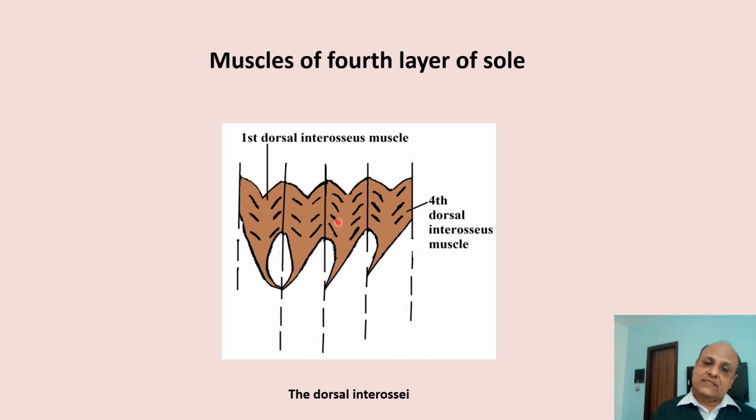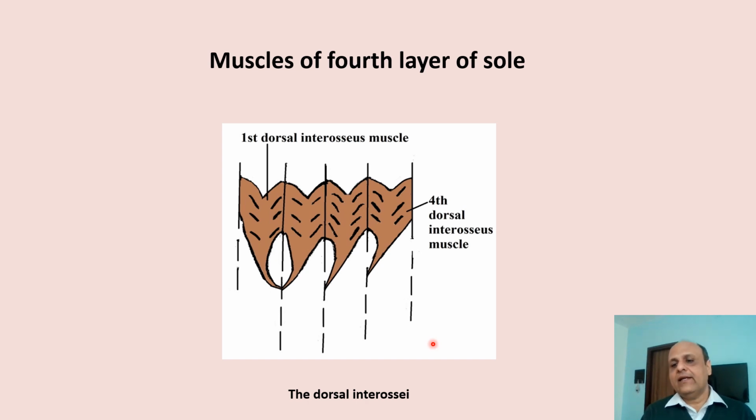So similarly, the third dorsal interossei will cause the abduction of the third digit because it will move it away from the axis of the second digit, and the fourth dorsal interossei muscle will cause abduction of the fourth digit because it will move it away from the axis of the second digit. So you need to understand the anatomy to understand the action of the interossei muscles.